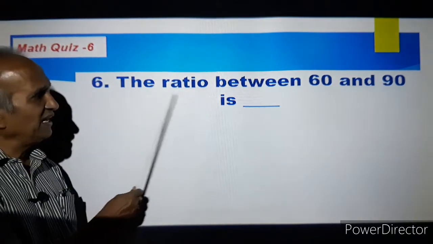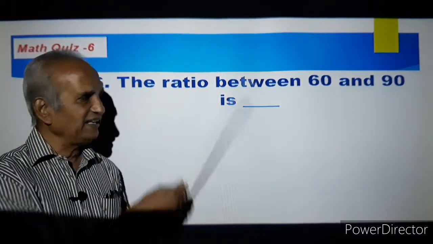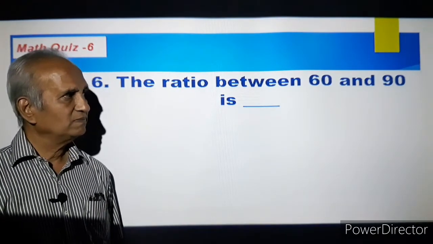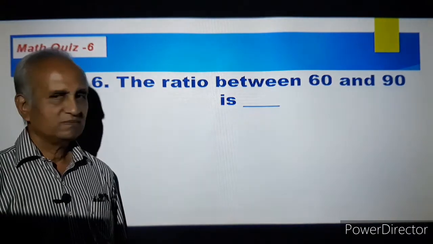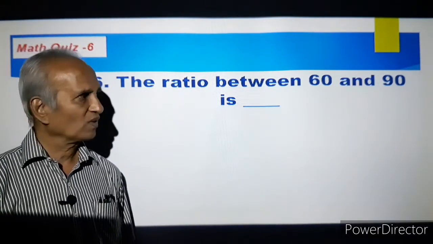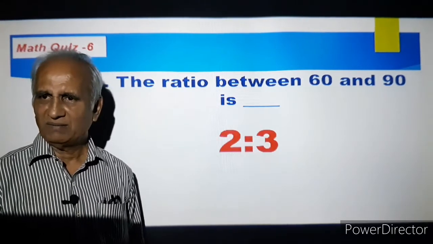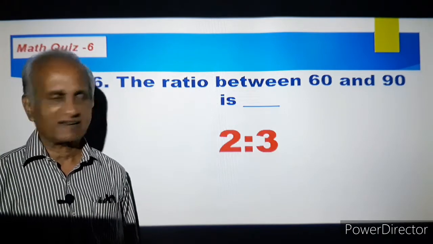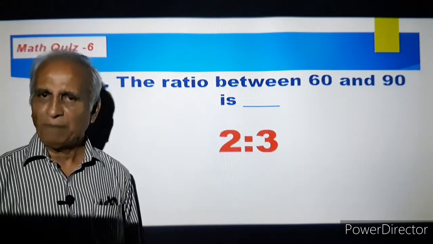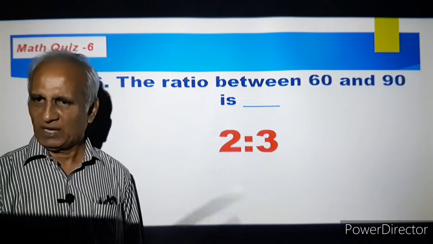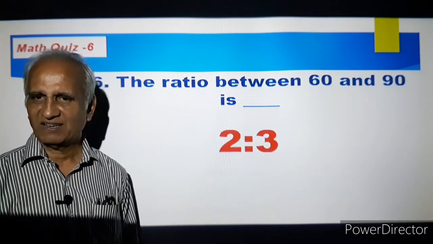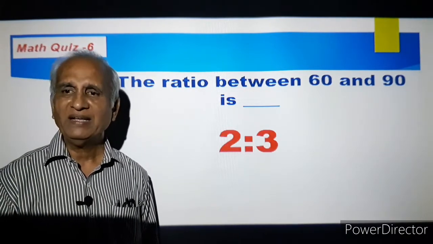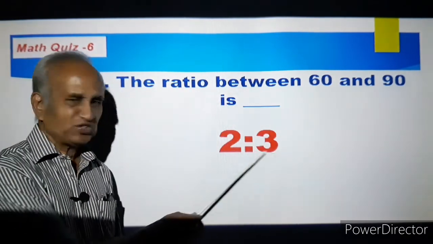Next question. The ratio between 60 and 90 is... Ratio, in a way, is a fraction. It can be expressed in the form of a fraction. 60 by 90. Simplify it. Cancel the zeros. It becomes 6 by 9. Cancel it further. Divide both the numerator and the denominator by 3. Then it becomes 2 by 3. 2 is to 3.